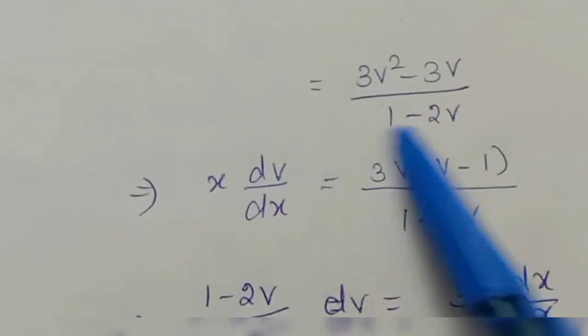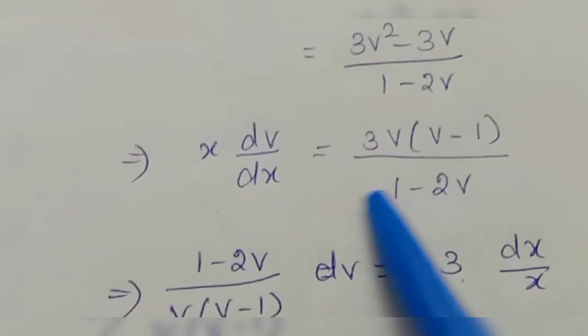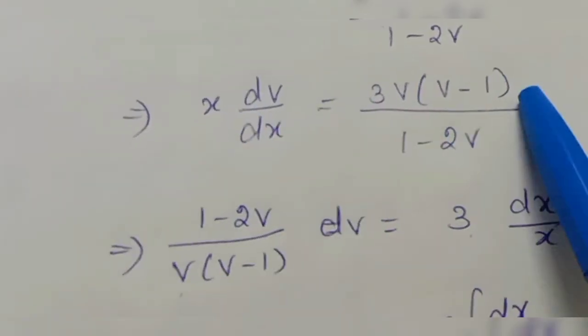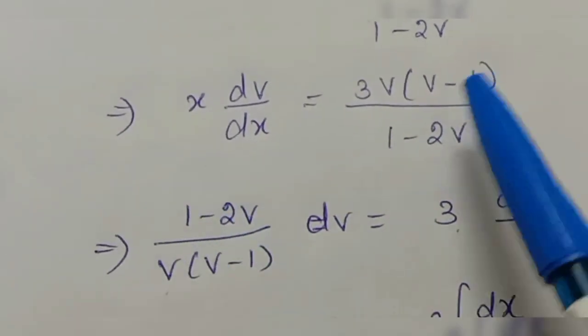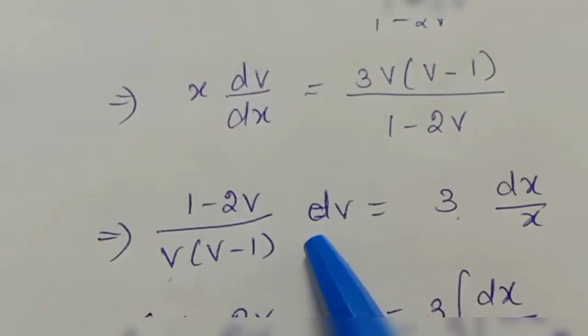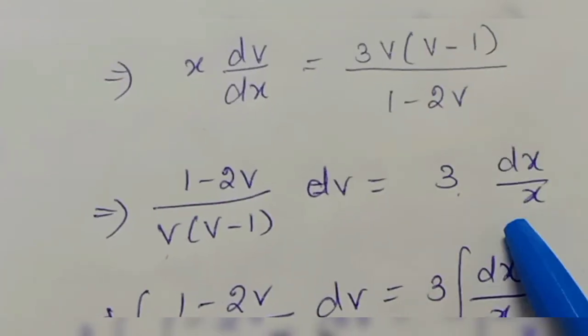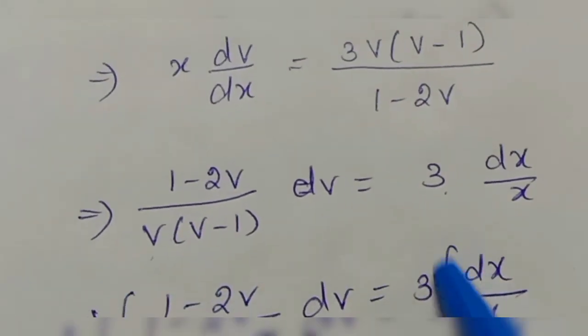So now here the variables can be separated. Bring all the v terms to the left hand side and all the x terms to the right hand side. So it will be 1 minus 2v by v into v minus 1 dv is equal to 3 into dx by x. So now let us integrate.